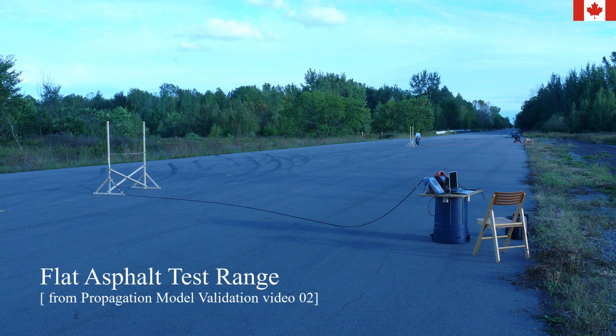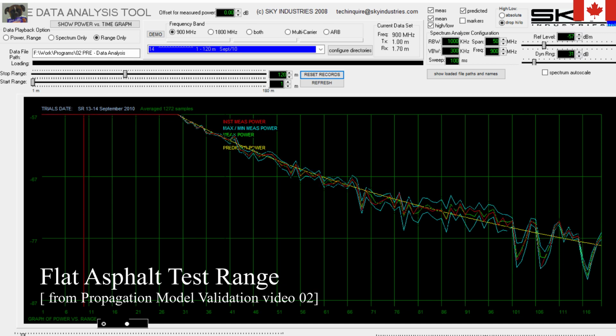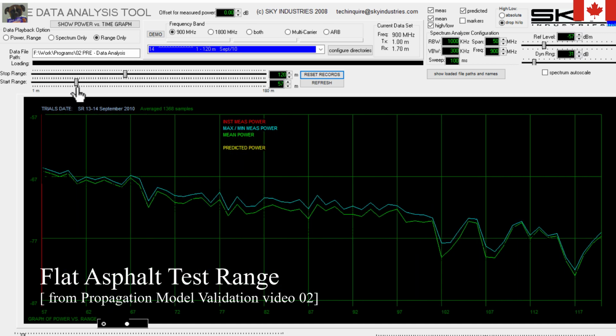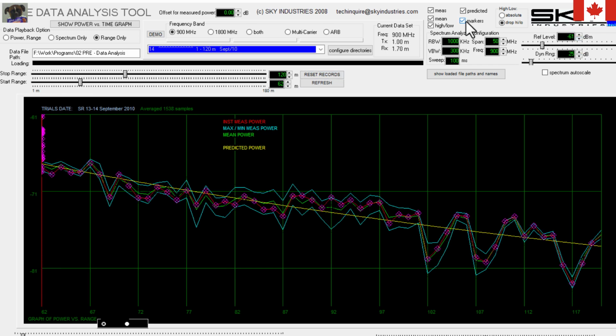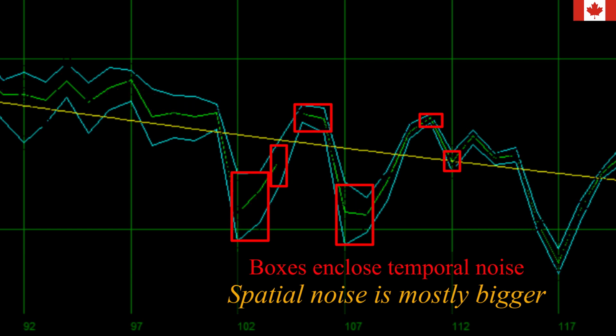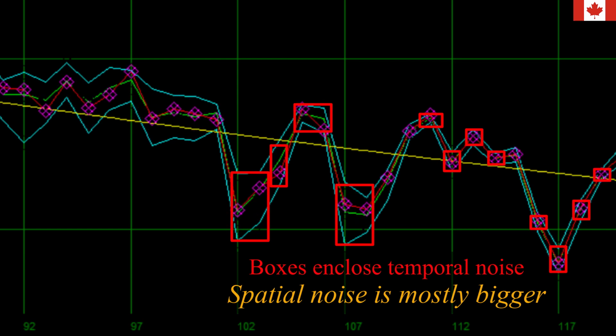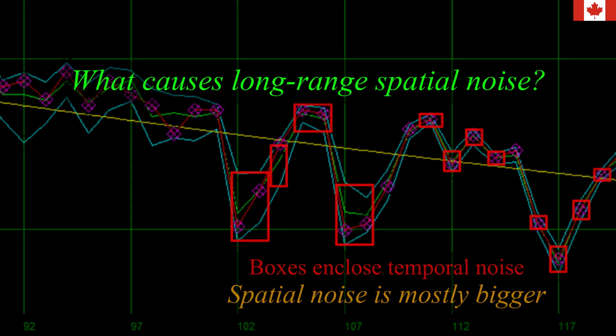Okay, back to the asphalt test range. I was thinking about the noise which is present at long range in all the data sets. Here's the flat asphalt test set from the beginning of the video, and let's zoom in on the long range part. We can see that the spatial noise has overall a bigger variation from point to point than the time variation at any single point, broadly speaking. So what's causing the spatial noise?